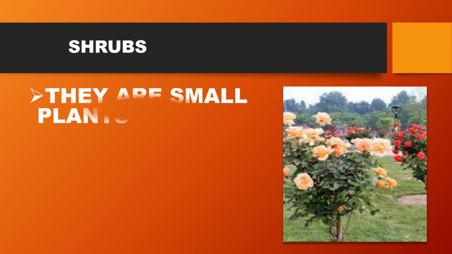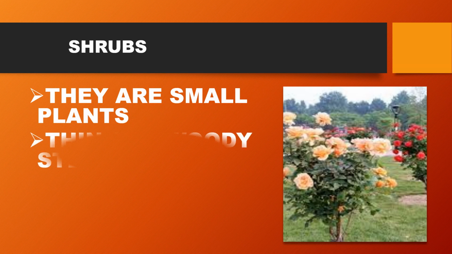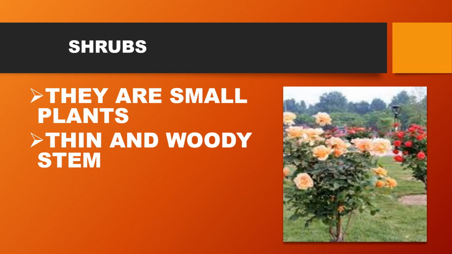Children, our next type of plant is shrubs. What is it called? Shrubs. Repeat after me. Shrubs. Children, shrubs are small plants. Yes, they are small plants and they have a thin and woody stem.